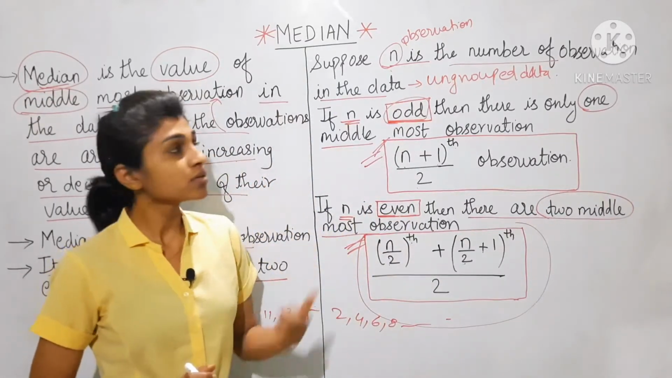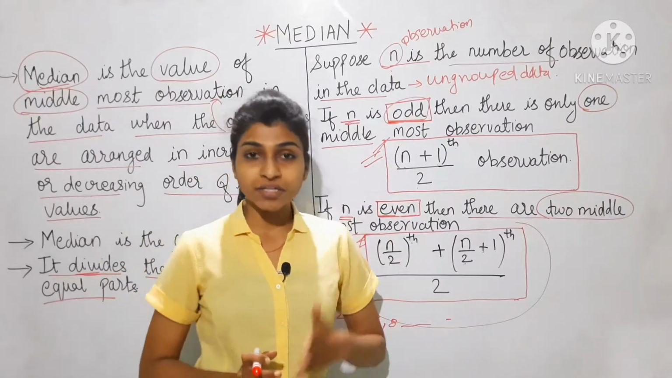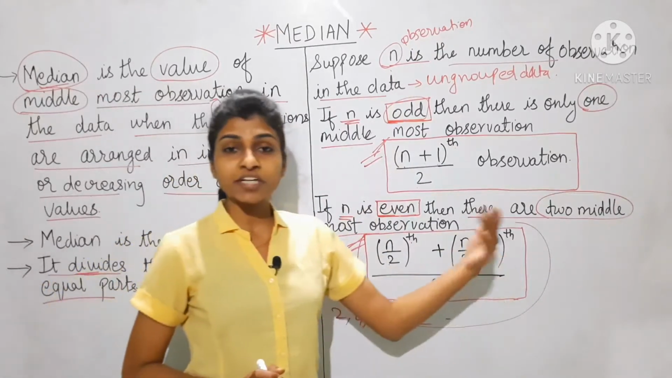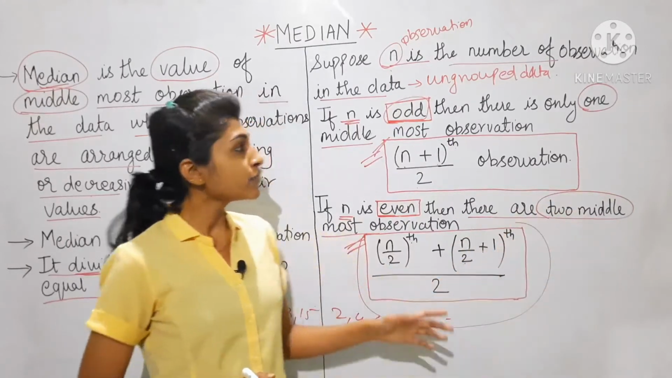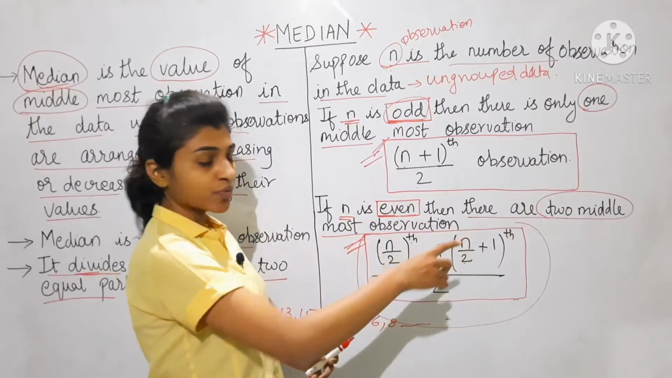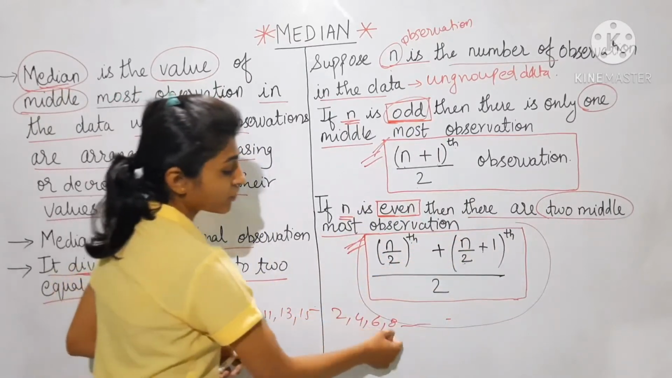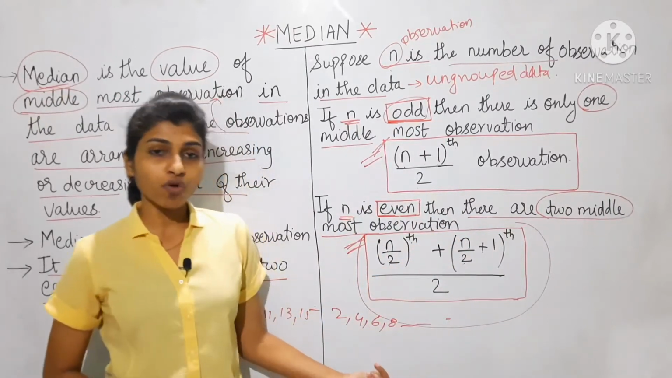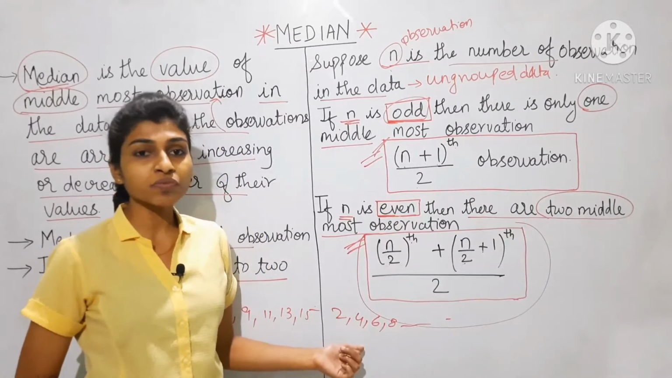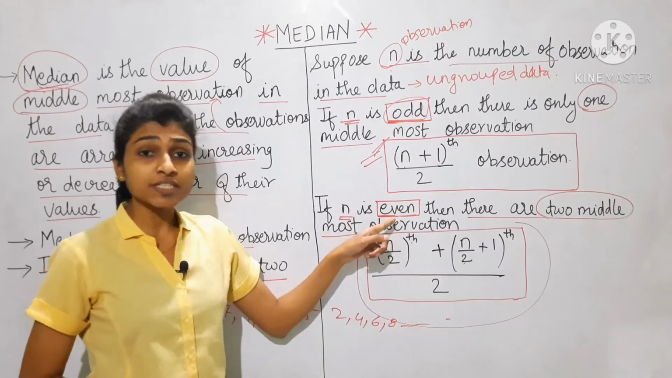If the observations are individual observations, that is single numbers like 1, 2, 3, 20, 25 and so on, and you count the observations, suppose 1, 2, 3, 4. Now if four observations are there, that means 4 numbers.